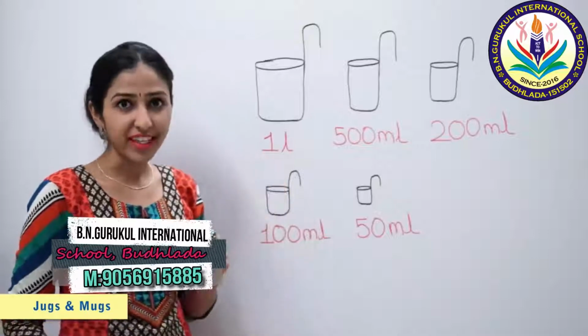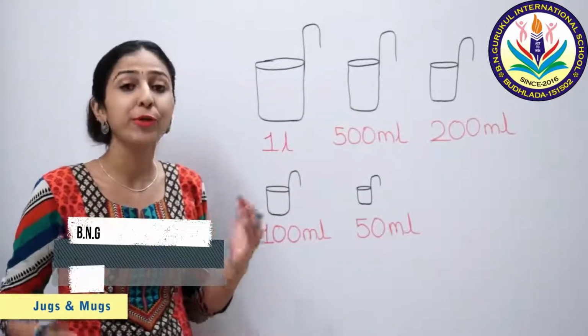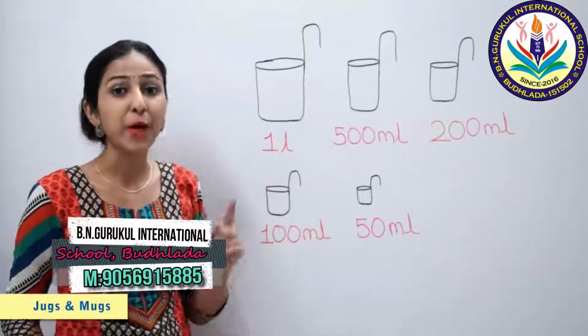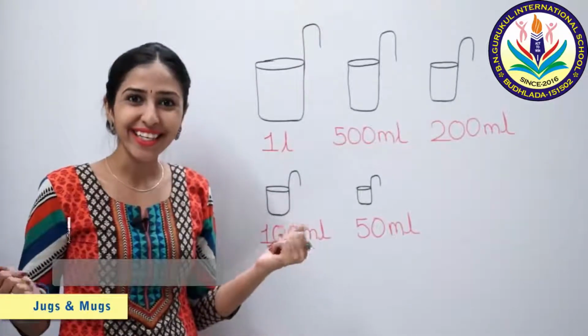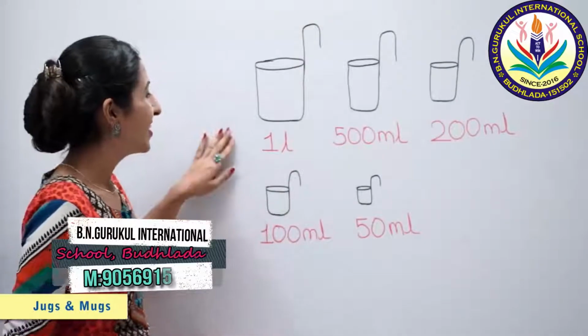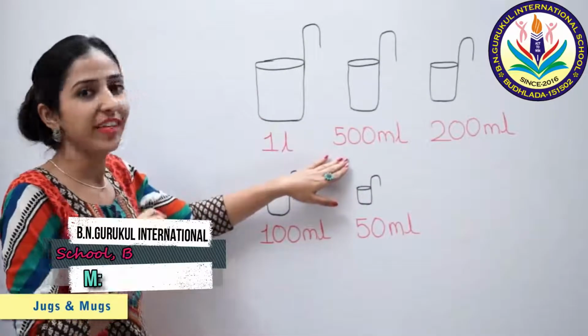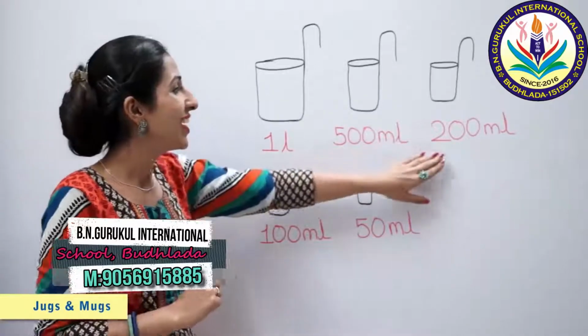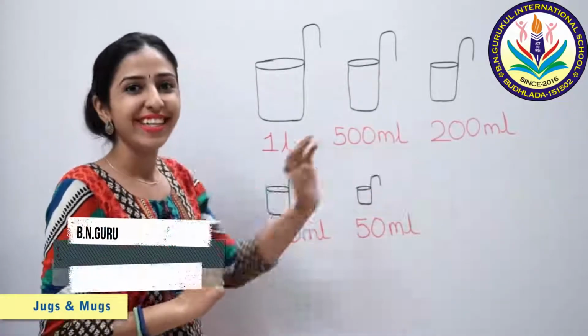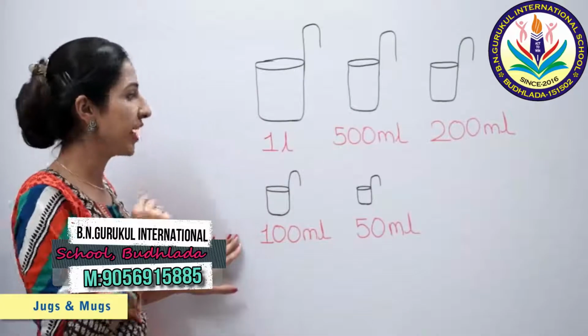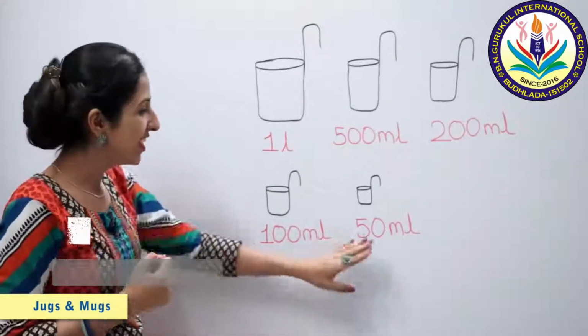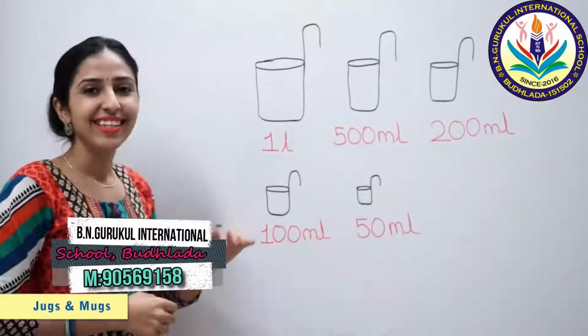These type of vessels are generally used to measure liquids like milk and oil. 1 liter, 500 ml, 200 ml, 100 ml and 50 ml.